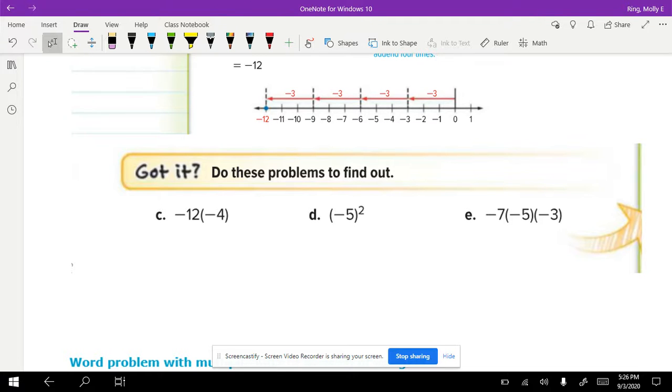Okay, so for this one, I see two negatives. Two negatives is going to result in a positive product. 12 times 8 is 48, so my answer is 48.